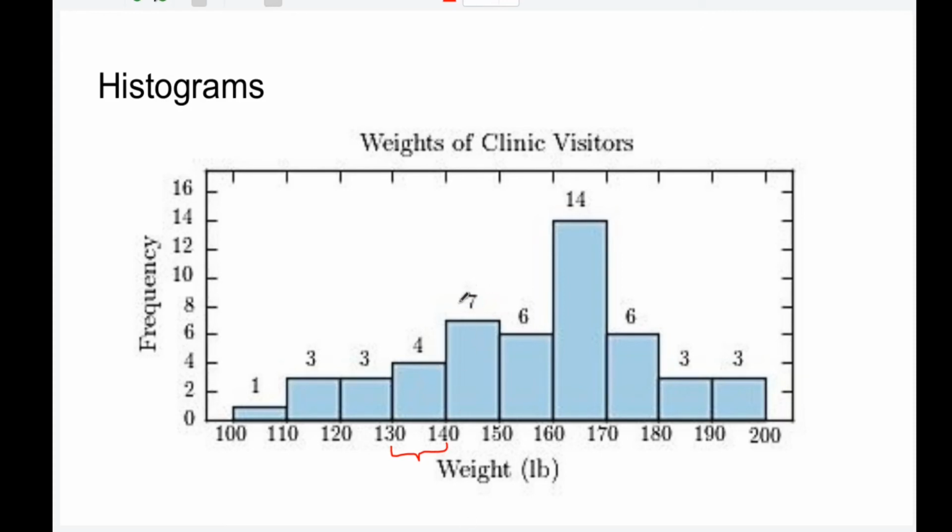Here we can see that there are 7 patients with weights between 140 and 150, and 14 patients with weights between 160 and 170. I would say, just eyeballing, that the vast majority of visitors to the clinic had weights that were between 130 and 180. And it's easy to read that kind of information about the shape of a distribution from a histogram.